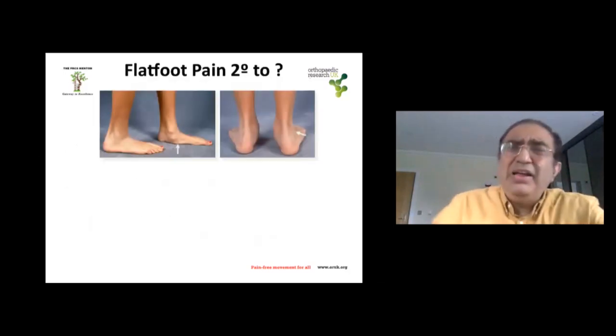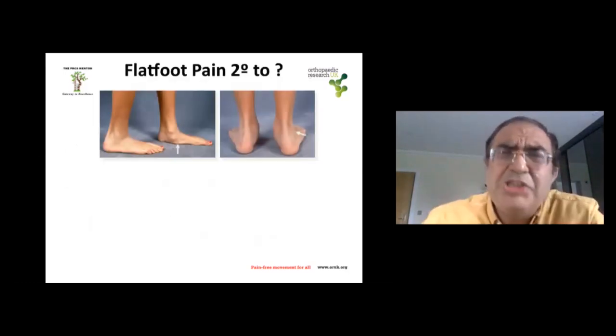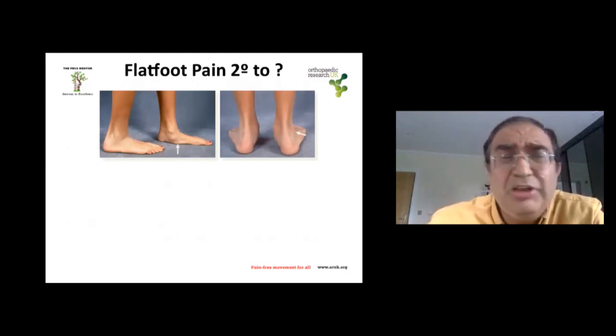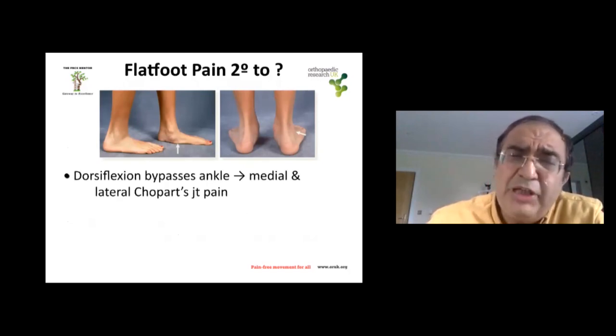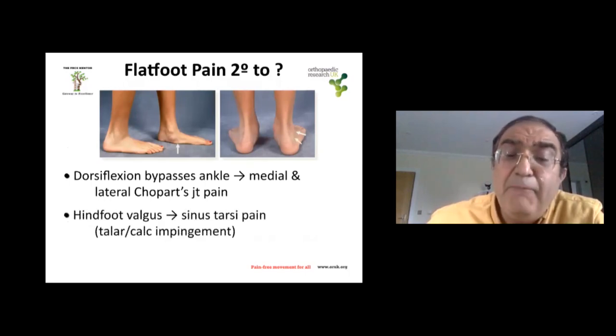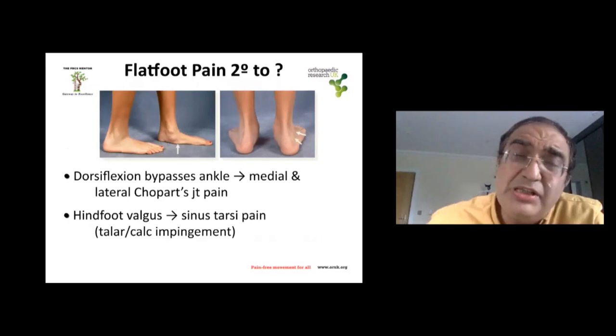So why can a flat foot, which is physiological, cause pain? Yes, it can. The majority of the time it is asymptomatic, but a minority of the time it can cause pain. The reason being, normally when you dorsiflex the foot, it occurs at the ankle. But because in these patients the tendo Achilles is quite tight, dorsiflexion bypasses the ankle, and there's a midfoot break, and dorsiflexion actually occurs at the midfoot, and that causes pain in the midfoot.